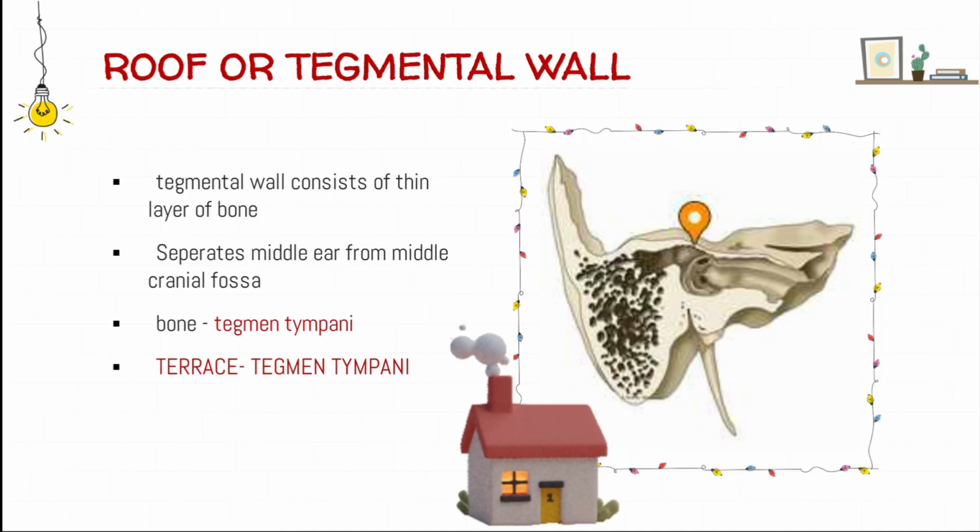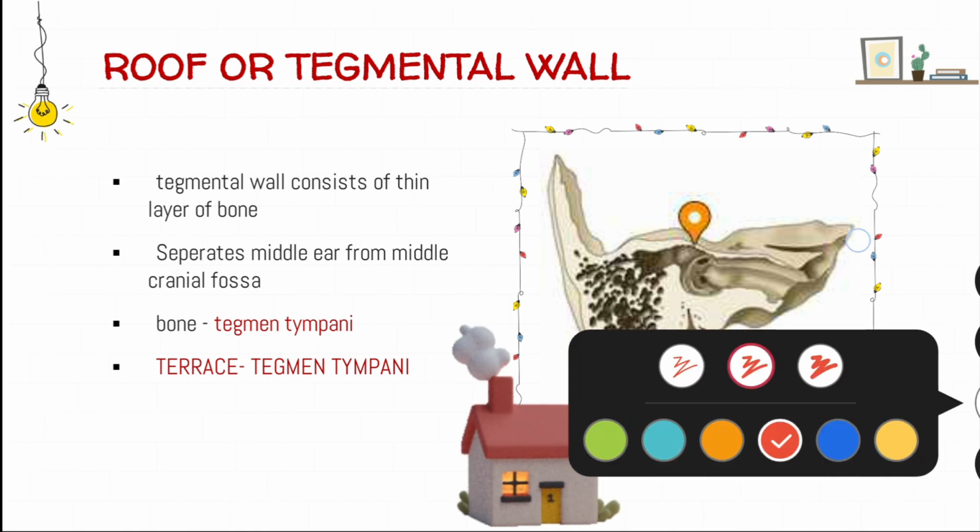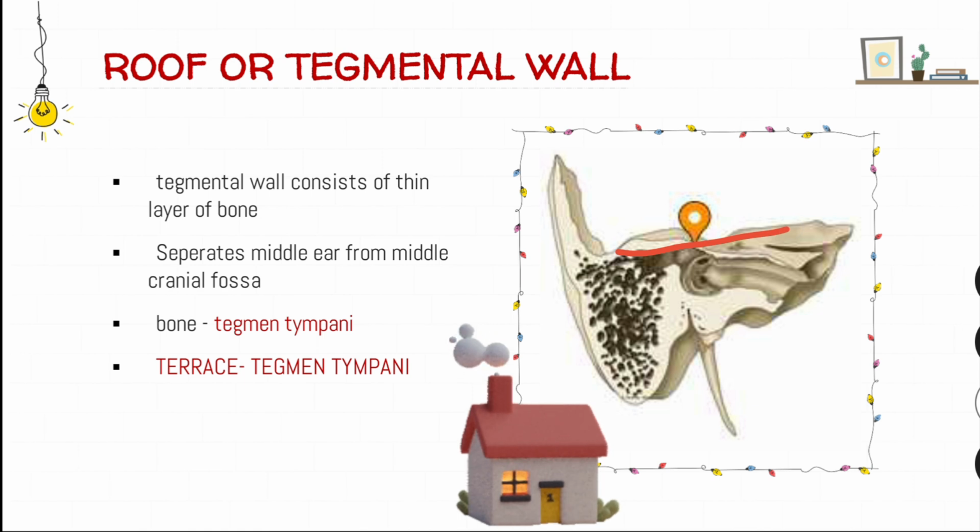Roof, the mnemonic is terrace for tegmen tympani. So on the roof there is a terrace, and the terrace for tegmen tympani. Here the tegmental wall consists of a thin layer of bone, and it separates the middle ear from the middle cranial fossa. So the thin layer of bone is called the tegmen tympani. So terrace for tegmen tympani.